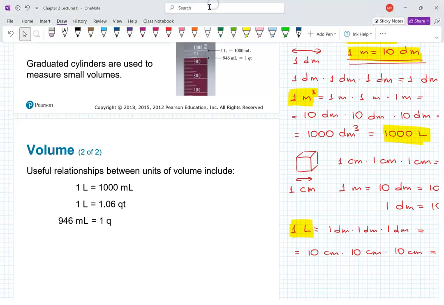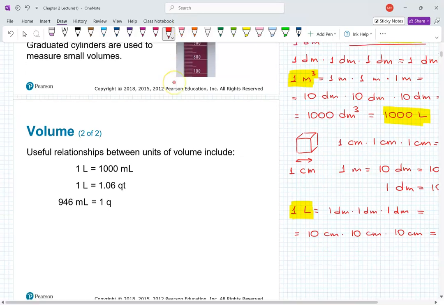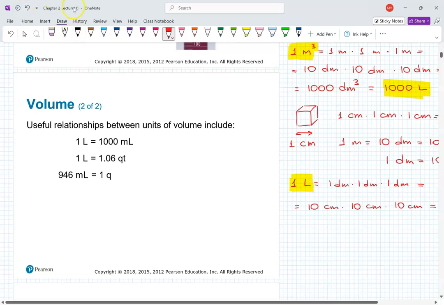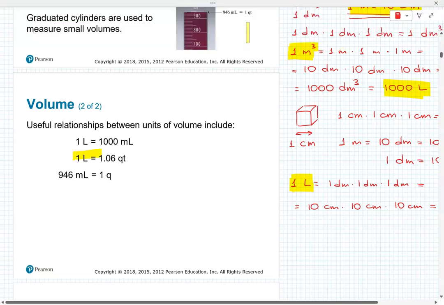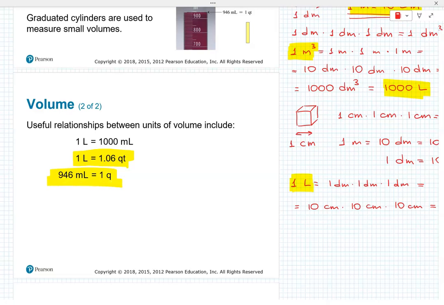We're going to be establishing more useful relationships than that, but since we are working and learning in a country which uses both systems, metric and imperial, those are the relationships between 1 liter and a quart, or milliliter and a quart. So 1 liter is 1.06 quarts, and 1 quart is 946 milliliters.